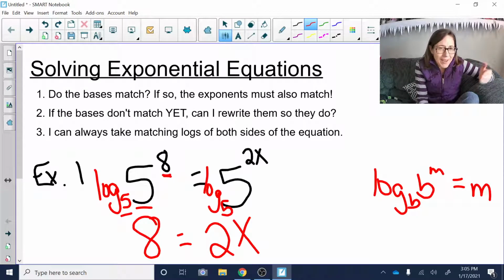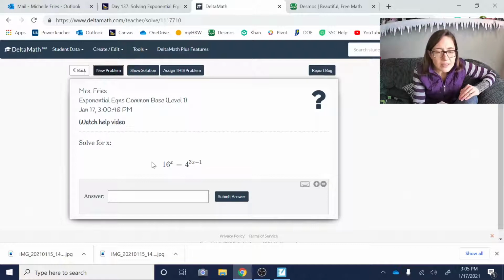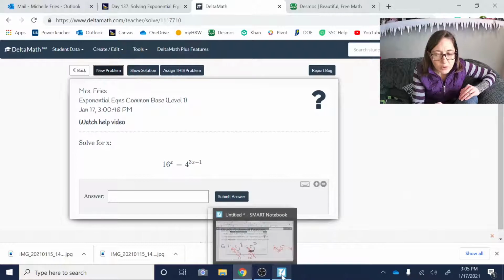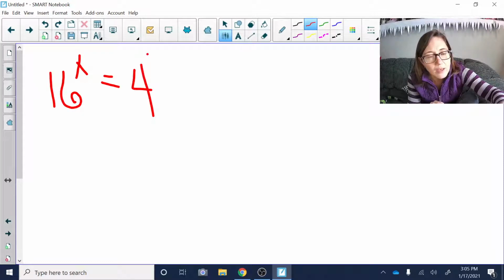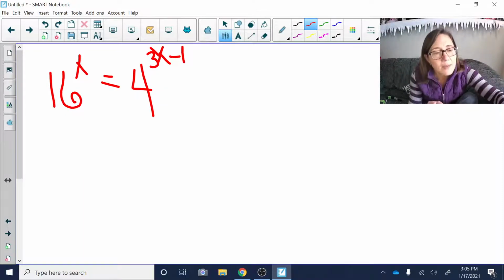But they're not always going to match. So what if the bases don't match? And I put the word yet here. What if the bases don't match yet? If they don't match right now, can I do a little rewriting to make them match? You'll see some like that today on Delta Math. So let me pull up a problem. 16 to the x equals 4 to the 3x minus 1. Okay, so there's my problem.